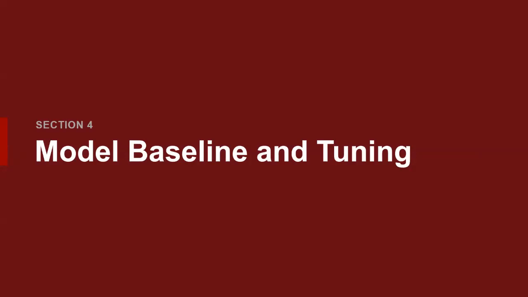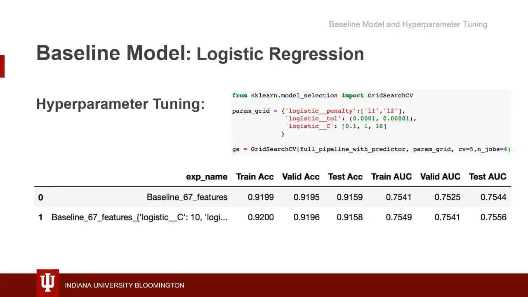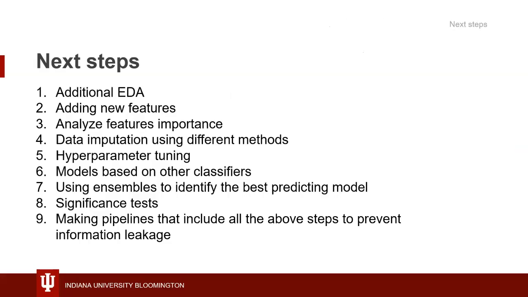Hi, this is Xing. For the model baseline and hyperparameter tuning, we used logistic regression as our baseline model with 67 features. We got test data AUC at 0.7504. Then we did hyperparameter tuning. Then we got a slight improvement, and more updates are on the way. Please refer to the notebook.